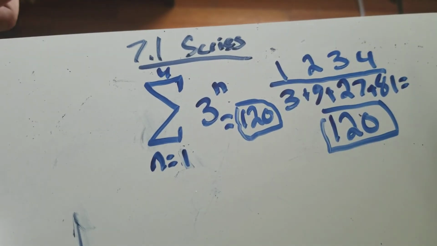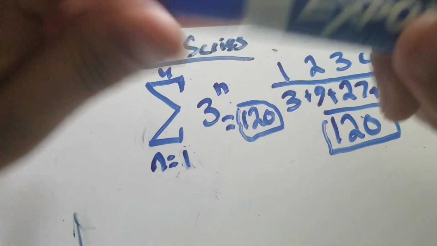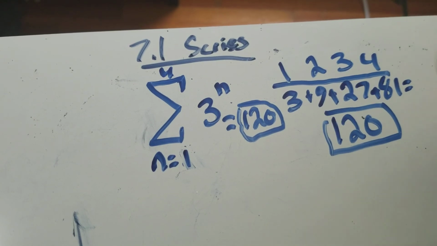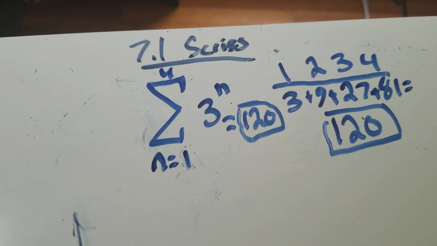Okay, so in this section, I would say make sure you have your calculator handy, because it'll make your life easier when you have to multiply or do weird things. But otherwise, it's straightforward. We just plug it in, and then we add it all together. That is what a series is. It's just adding a sequence all together.